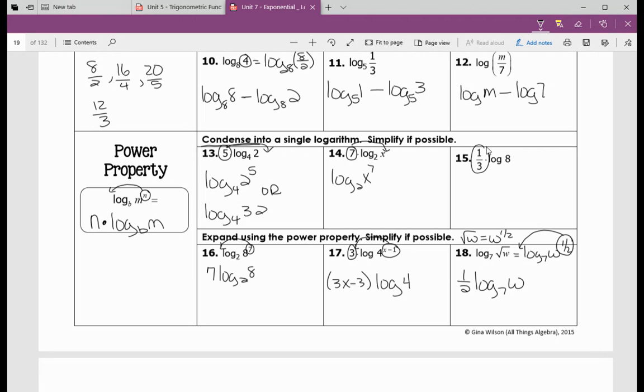Now, I'm going to end up with a fractional exponent, which means there is a radical in my future. So 8 to the 1/3 power becomes the cube root of 8. So I end up with log of the cube root of 8. Now, I can actually simplify the cube root of 8. The cube root of 8 is 2. So I can simplify that one down a little bit further.